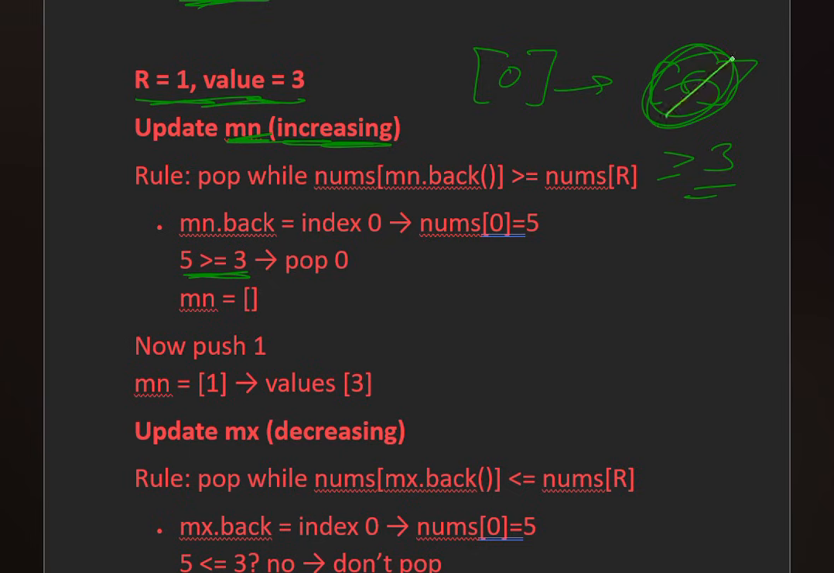So what we'll do is we'll pop this element, and now we'll be pushing our new element that is 3. So we have pushed index 1 whose value is 3. Why have we removed this current element? Because it is greater than the current element. It is greater than this 3. So we have removed 5.